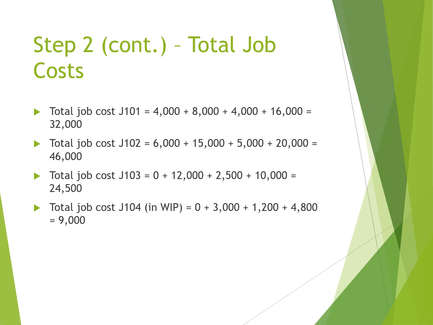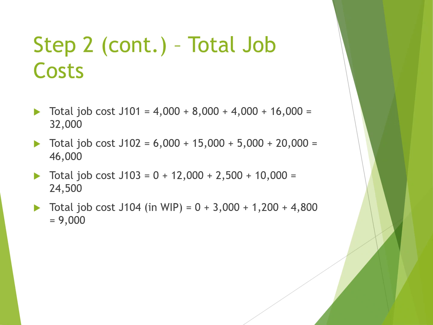Let's put everything together and compute the total cost of each job. For J101, we start with the opening work in process of 4,000, then add 8,000 of direct materials, 4,000 of direct labor, and 16,000 of applied overhead. That gives us a total job cost of 32,000. For J102, the same idea: 6,000 opening work in process plus 15,000 of materials, 5,000 of labor, and 20,000 of overhead. That totals 46,000.